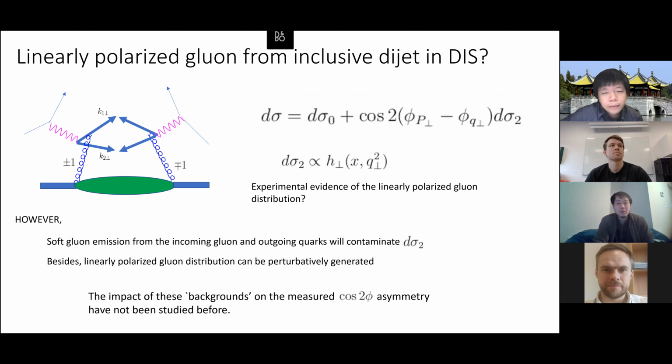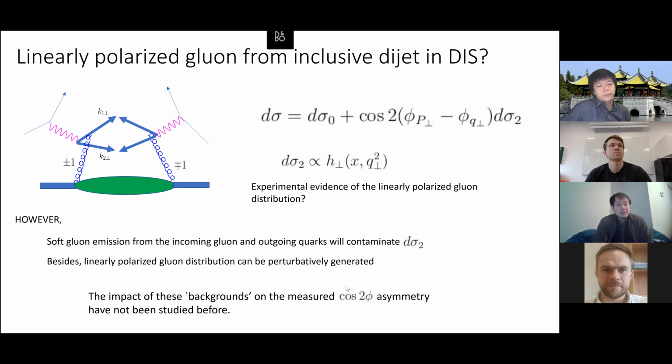My last part. So as I already explained, there's been a proposal to measure this linearly polarized gluon distribution function by measuring the dijet correlation in DIS, or the heavy quark pair production in pp, and also the Higgs boson production in LHC. And the idea is that if you measure the cosine 2 phi correlation between the two jets, k1 and k2, or capital P and Q, then you have an angular dependent term, and this is proportional to the linearly polarized gluon distribution function, h-perp. This could be the experimental evidence of this h-perp function.